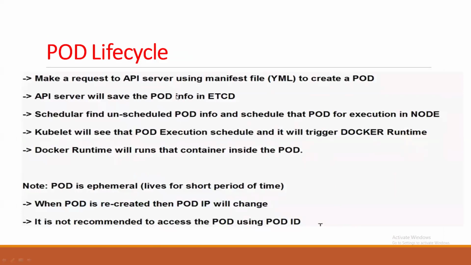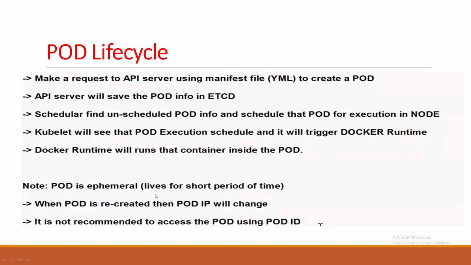Pod lifecycle. Make a request to the API server using the manifest file to create the pod. API server will save the pod info to etcd. Scheduler finds the unscheduled pod info and schedules that pod for execution on a node. Kubelet will see that pod execution schedule and trigger the Docker runtime. Docker runtime runs the container inside the pod.